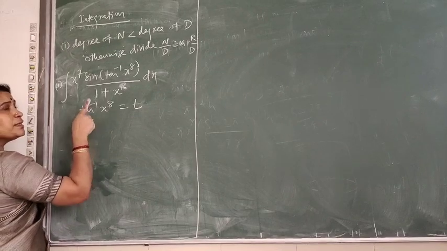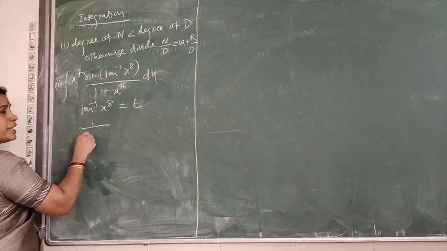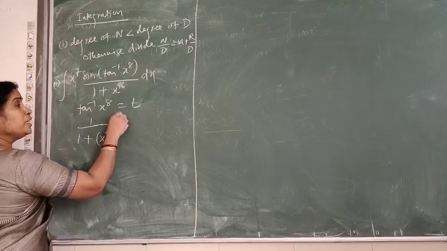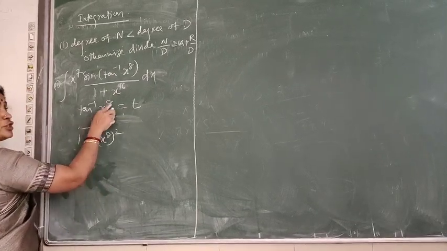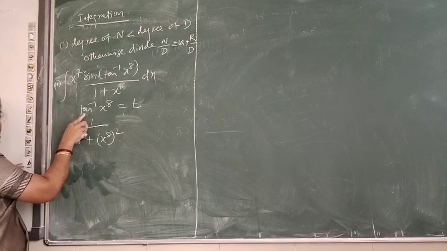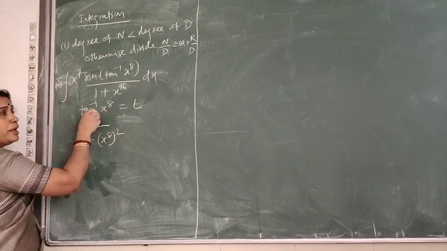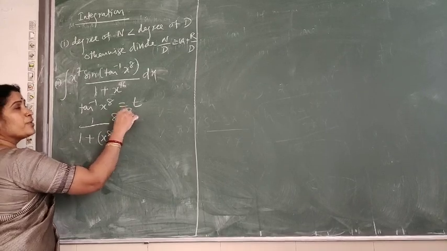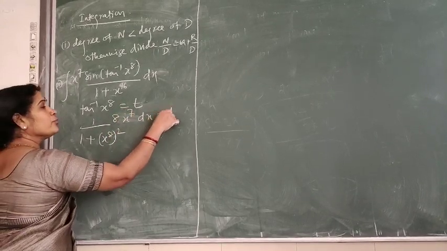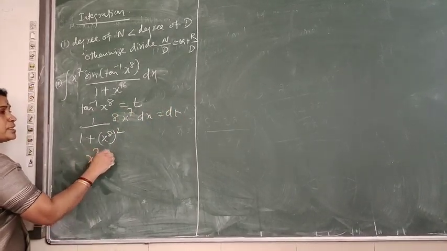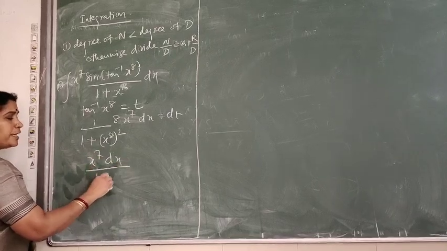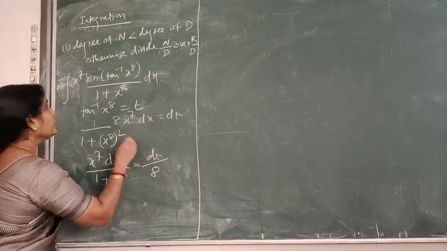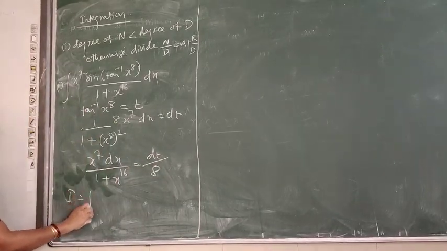So the differentiation of tan inverse x is 1 upon 1 plus x square. So with x^8 whole square, that is into dx into the differentiation of x^8. See, tan inverse x, 1 upon 1 plus x square, into the differentiation of x^8, which is 8 into x^7 into dx, is equal to dt. Otherwise, x^7 into dx upon 1 plus x^16 is equal to dt upon 8. Are you clear?